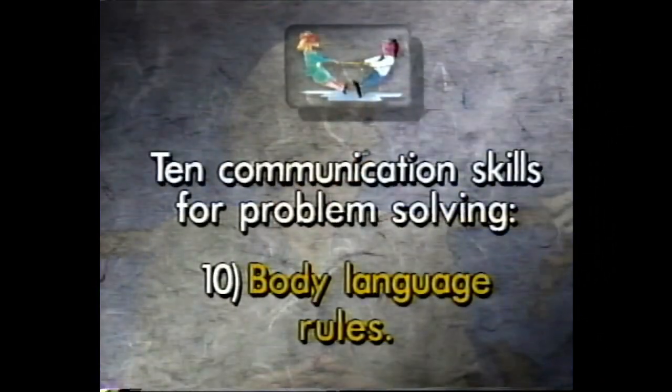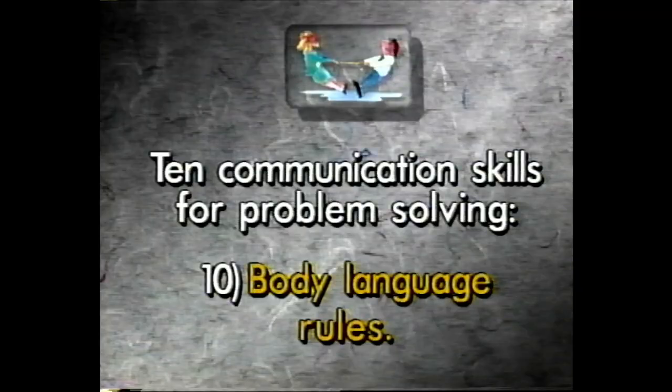Rule number 10, body language rules. There are actually 3 things I'd like to recommend here. Number 1, make sure that you are consistent within your verbal and nonverbal. Otherwise, you will send incongruent messages. If you want the other party to see you as serious, then obviously you also have to have serious facial expressions. But if you want to be perceived as friendly, then smile and make sure that your voice smiles also.